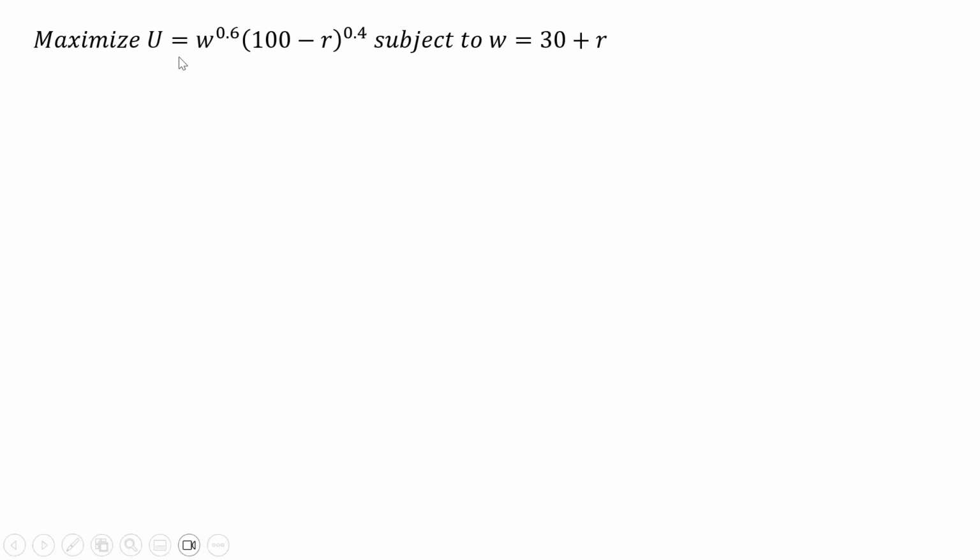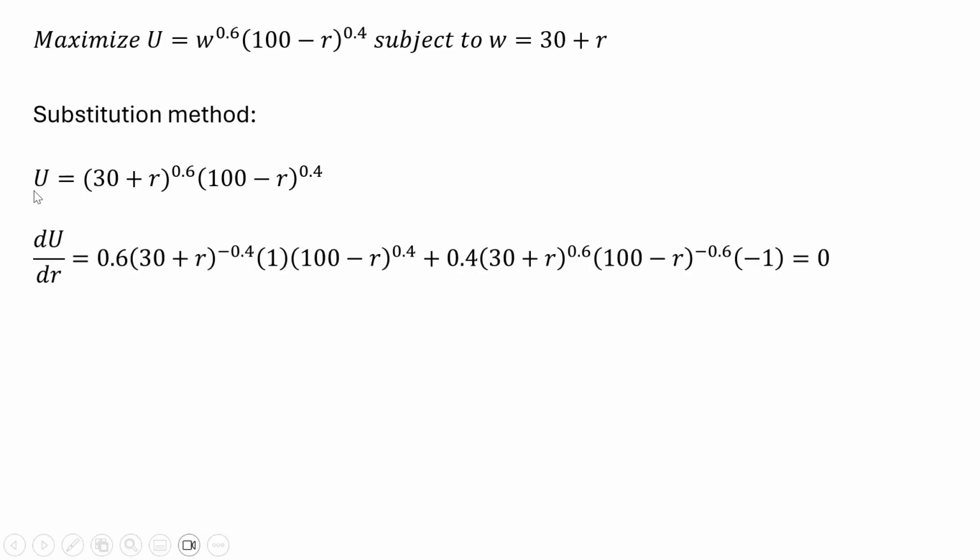So once again, we're going to maximize utility subject to the constraint here. I'm going to do the substitution method where I have W. I'm going to replace W with 30 plus R. So now in the utility function we have 30 plus R raised to the power of 0.6, all multiplied by the rest of the utility function. We're going to take the derivative of this utility function with respect to R, and because we're maximizing, we're going to set that result equal to 0.